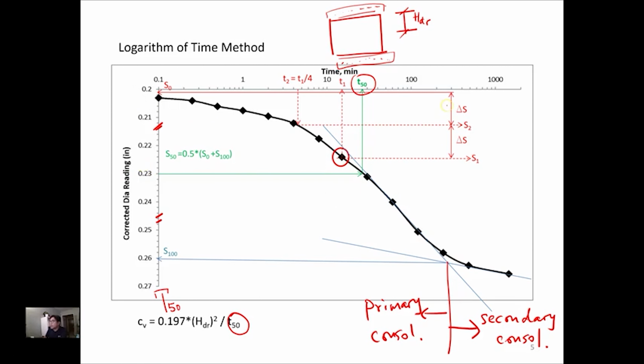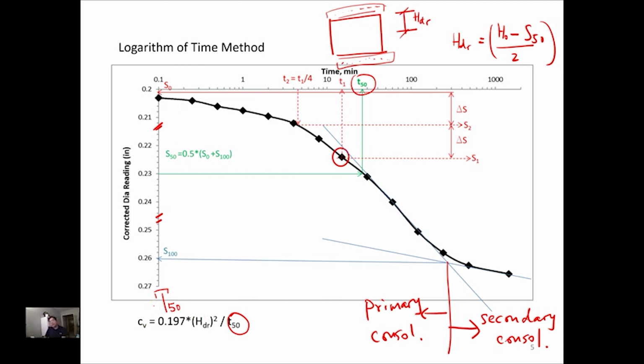And so the drainage path is equal to your original specimen height minus your reading at S50, and then divided by 2. And then you go back to these equations, and with that, we can find out the C sub V.